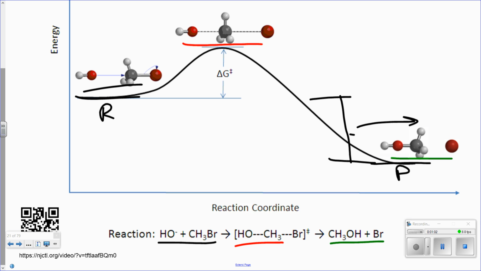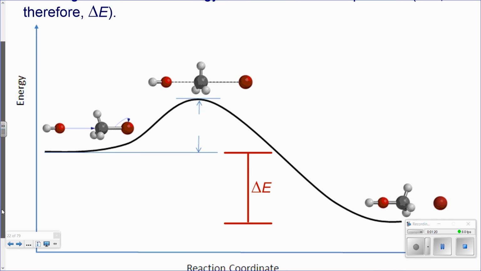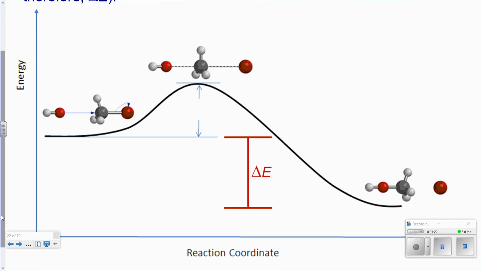Now, again, some things about this reaction coordinate diagram. We have this hump here, which I've never really defined as anything. So let's take a look at some of this. The diagram shows the energy of the reactants and products and therefore delta E. As I mentioned, the delta E looks like it's exothermic because it has released more energy.